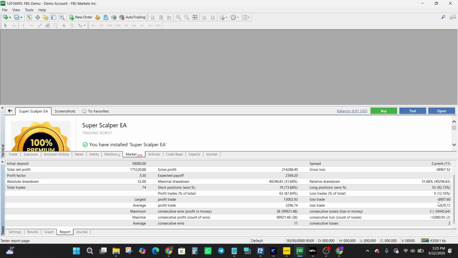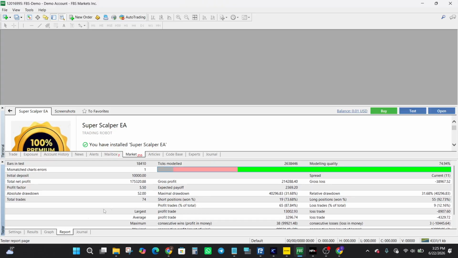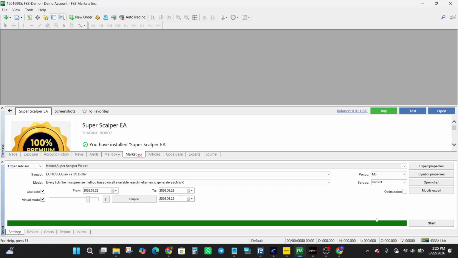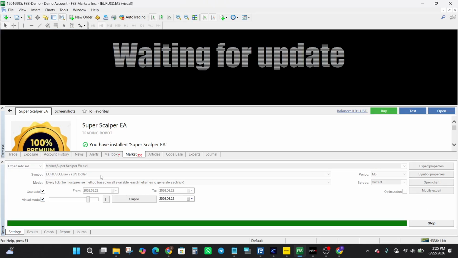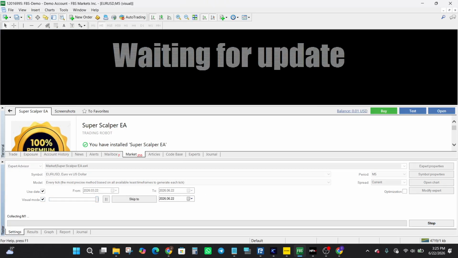And the largest profit was 13,002.93. The largest loss was 8,907.6. The average profit 3,296.74. The average loss 4,329.72. Okay, so that means that the average risk to reward ratio is bad, but the win rate is good. All right, and let's go turn on the visual so that we can also see the EA in action.